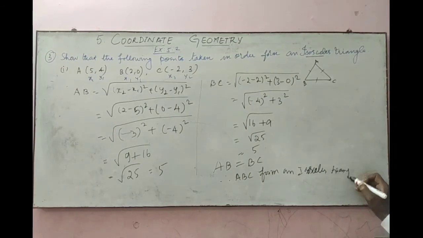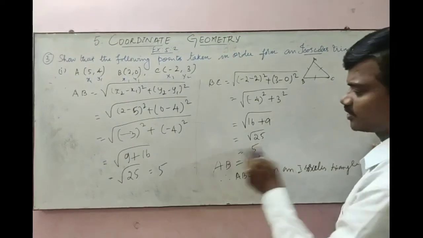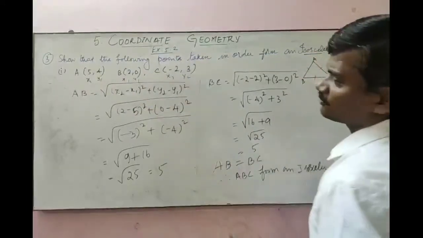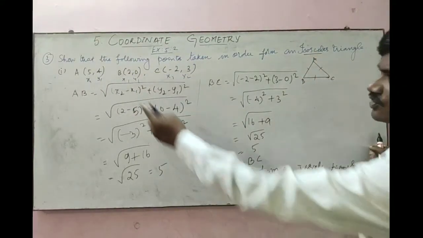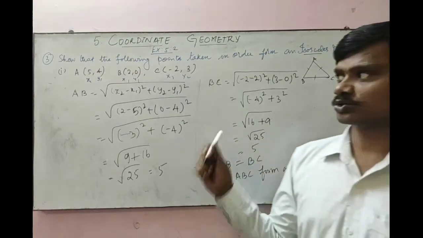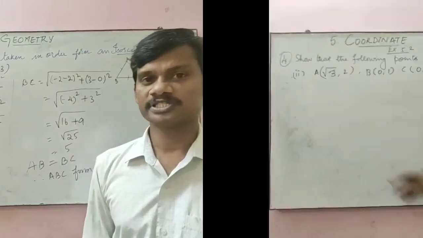If you didn't get these two values equal, then you have to go for the A and C. You have to find the distance for A and C. Otherwise you can stop with this. Like that you have to do the second sum as homework. We will see the fourth sum.